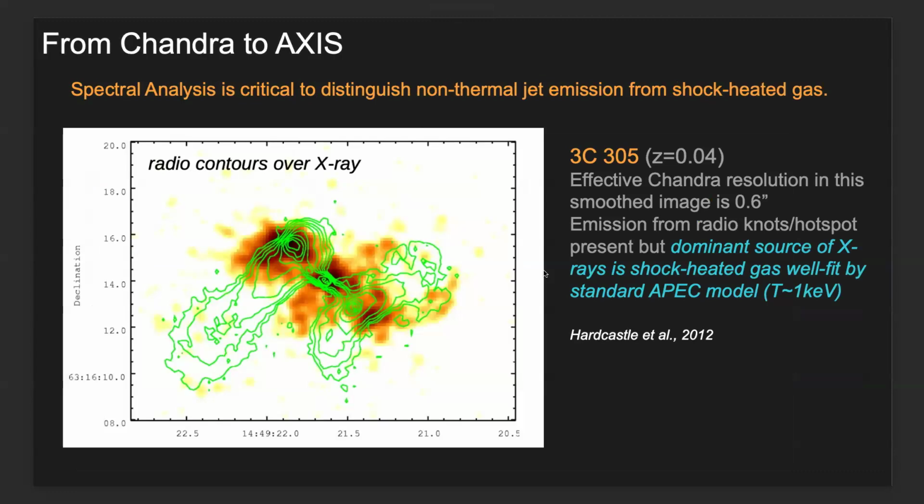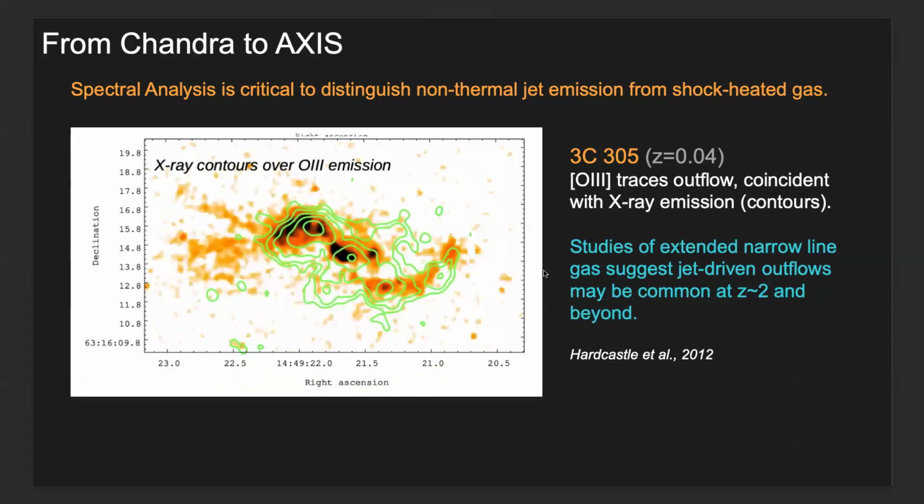So, we do see jet-driven gas. So we see cases like 3C305, where actually the dominant source of X-rays here is shock-heated gas. It's well fit by an APEC model. There's a little bit of non-thermal emission coming from the hotspot. But if you take a source like this and you throw it up to really high redshift, and you're now with, let's say, Chandra detecting it with 5 photons, you're going to have a hard time disentangling what exactly is giving you these X-rays in a lot of cases. Okay, this is a point that it's really nice to be able to also connect this with things like O3 maps to trace outflows and understand this impact of the jets on their environments.